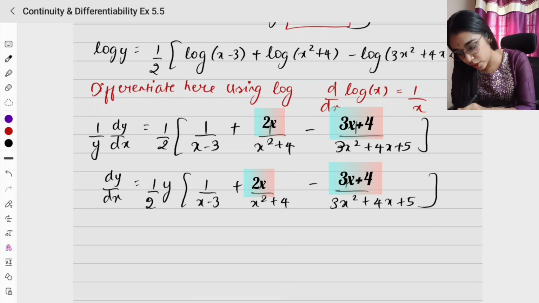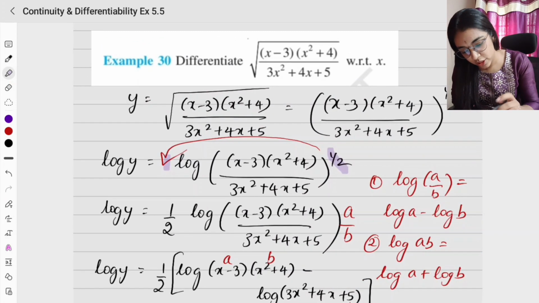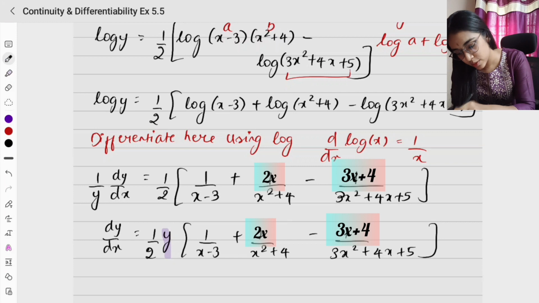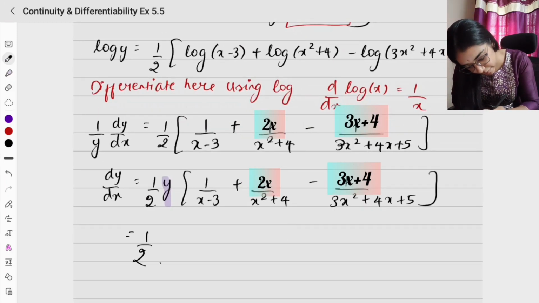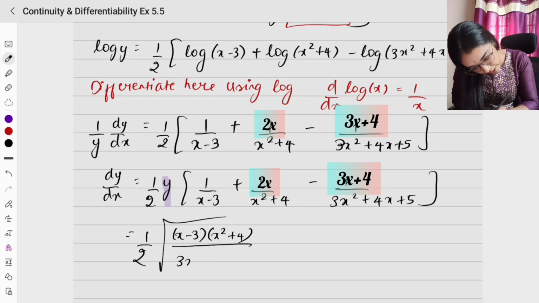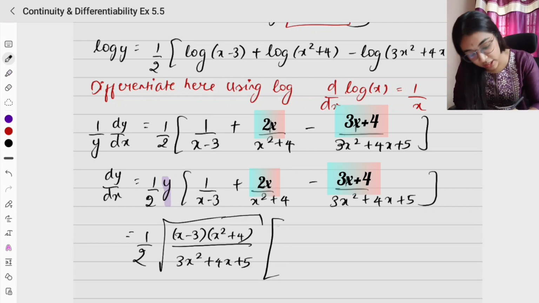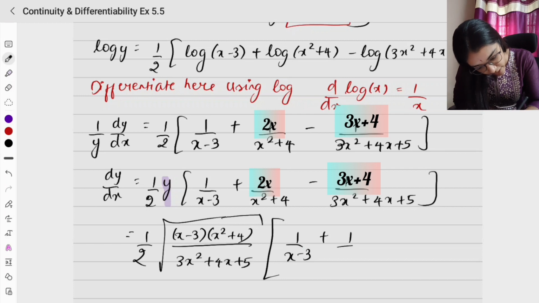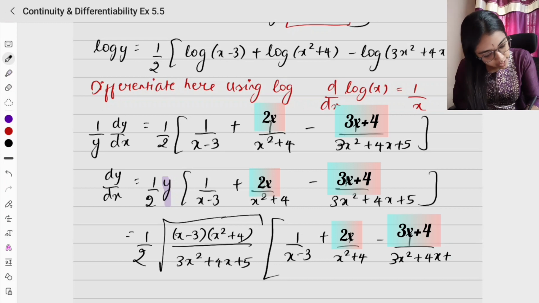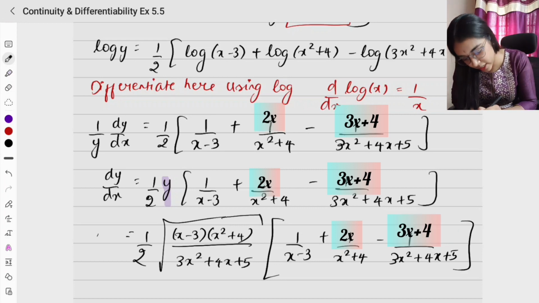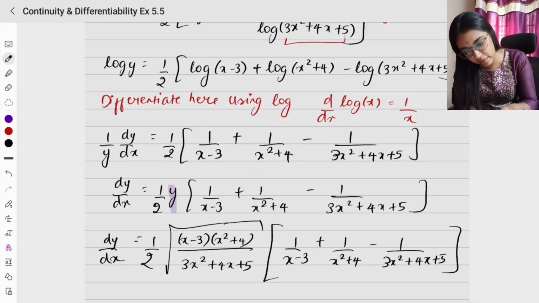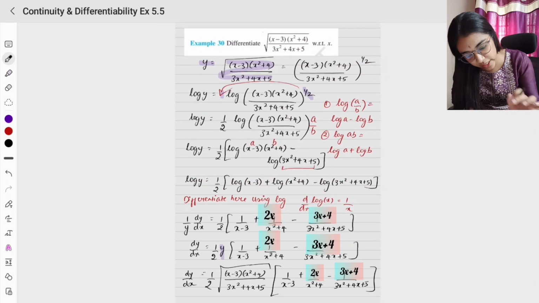So what is y here? According to the question, your y is the square root of this particular thing. So can we substitute for y here? So what do I have? The final answer is half square root of (x minus 3)(x square plus 4) divided by (3x square plus 4x plus 5). This is my y. I'm going to open the bracket. What are the terms inside the bracket? 1 by x minus 3, plus 1 divided by x square plus 4, minus 1 divided by 3x square plus 4x plus 5. Okay, very very simple. So this is my final answer, dy divided by dx. So we have found the derivative using log. This way of doing it is very very simple. Please copy.